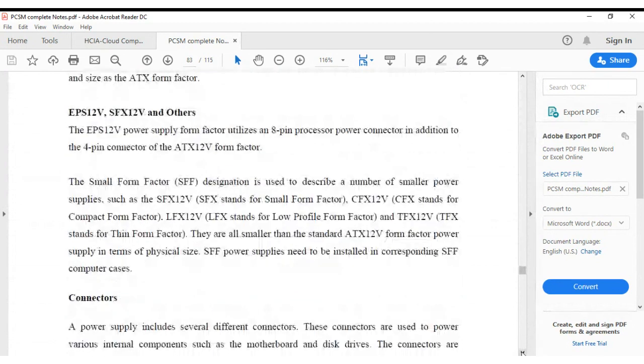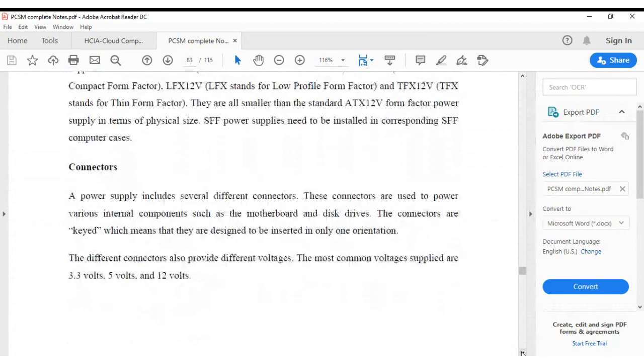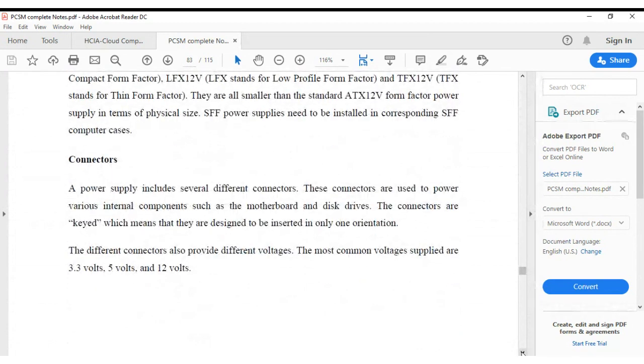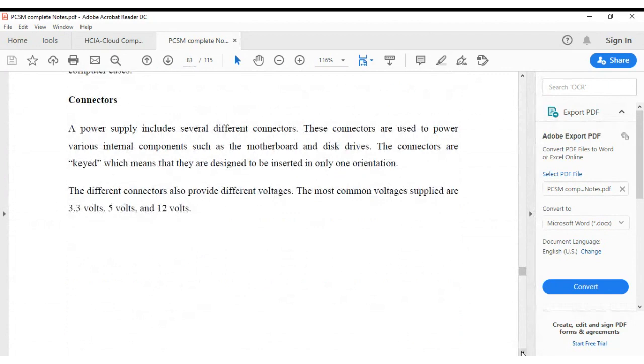Now, power supplies have connectors. A power supply includes several connectors. These connectors are used to provide power to various internal components such as the motherboard and disk drives. Remember, the motherboard is supplied by the power supply. Without a power supply, the motherboard will not have power. These connectors are keyed, which means that they are designed to be inserted in one orientation.